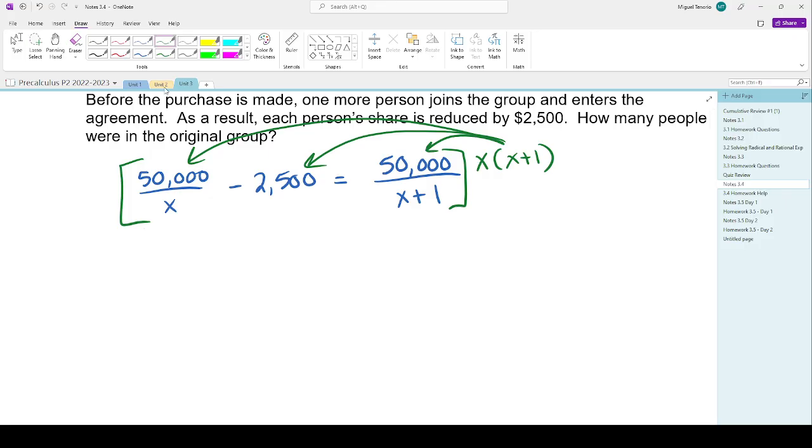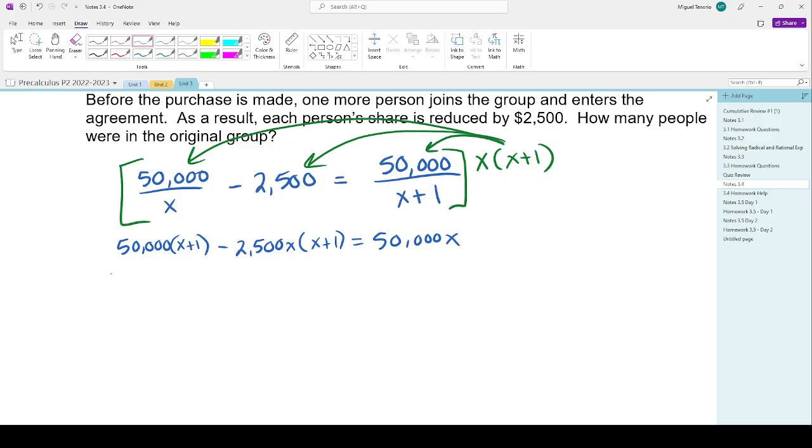But here we go. So when I multiply the x times x plus 1 to the first term, the x reduces. So I'm going to be left with 50,000 times x plus 1 minus 2,500. There was no denominator that reduced there. So we're going to multiply that by x and x plus 1. You can tell I'm getting tired because of how late this video is going. Equals, and then the last term, the x plus 1 reduces. So we're left with just the x there.